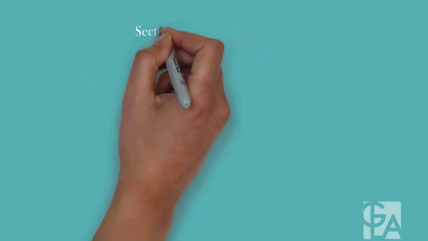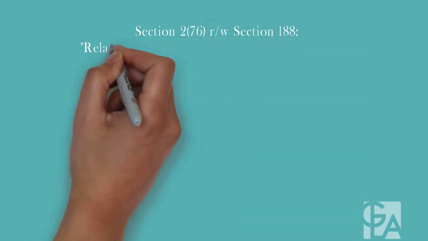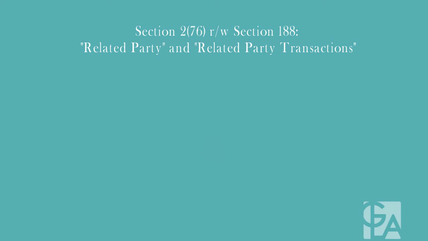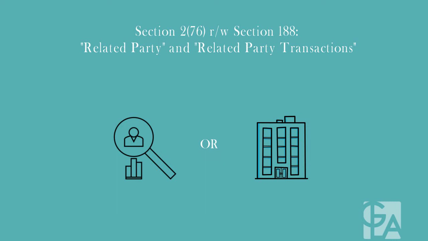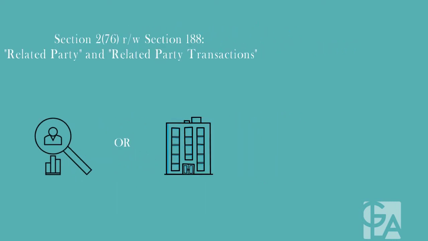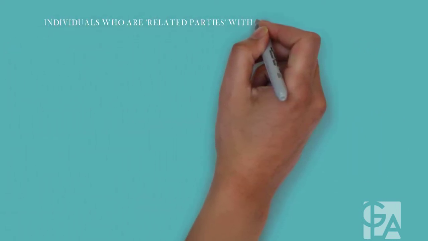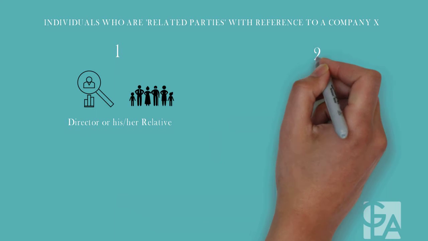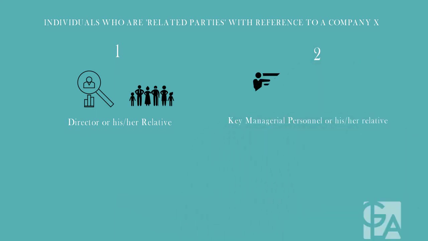Section 2, subsection 76, read with section 188 of the Companies Act 2013, discusses the concept of related party transactions. A related party could either be an individual or a corporate entity. The types of individuals who are considered as related parties with reference to a company, and let's say for simplicity, company X, could be 1. Director of company X or his or her relative. 2. A key managerial person of company X or his or her relative.